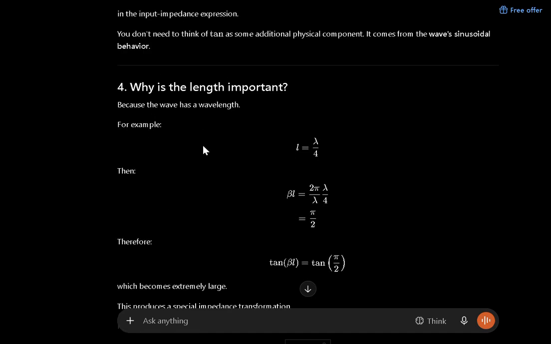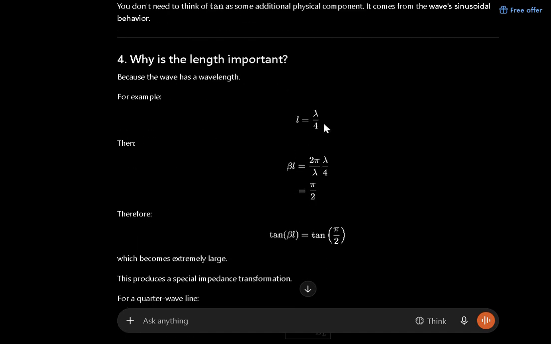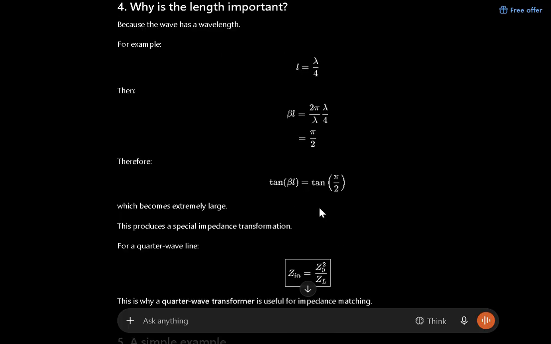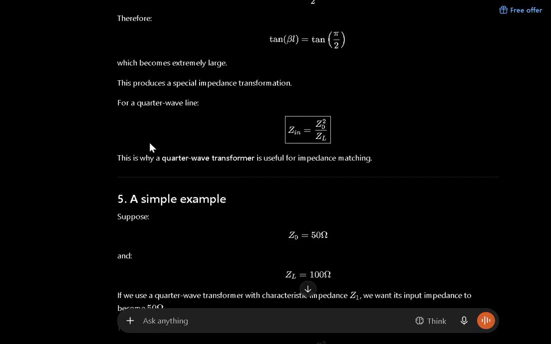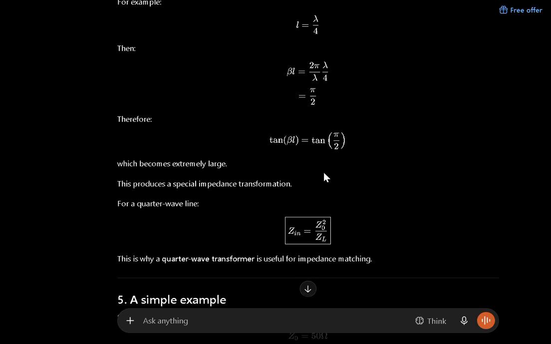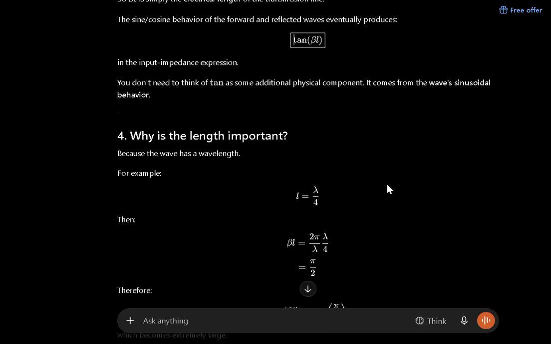Why is the length important? For example, L equals lambda by 4. Then beta L equals 2 pi by lambda times lambda by 4, which is pi by 2. Therefore, tan beta L equals tan pi by 2, which becomes extremely large. This produces a special impedance transformation for a quarter wave line: Zin equals Z0 squared by ZL. This is why the quarter wave transformer is useful in impedance matching.